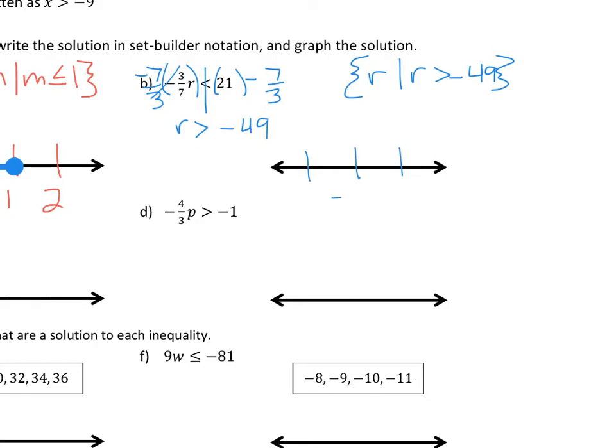Let's graph. Negative 49 in the middle, down 1, up 1. It is an open circle, and I want r values greater than negative 49, which means I shade to the right.